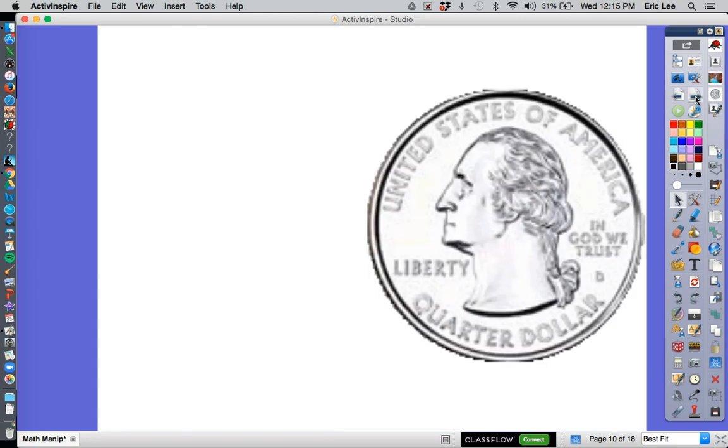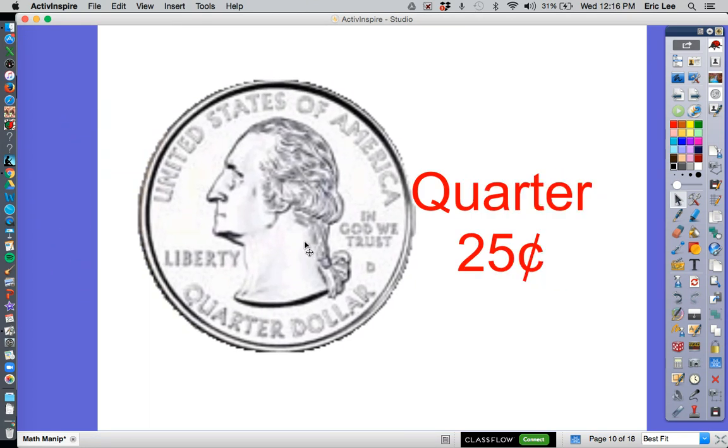And then moving on, our quarter. We talked about that yesterday. A quarter. How much is a quarter worth? It's 1/4 of a dollar. How much is that quarter worth? That quarter is worth 25 cents. You got it. You guys are awesome.